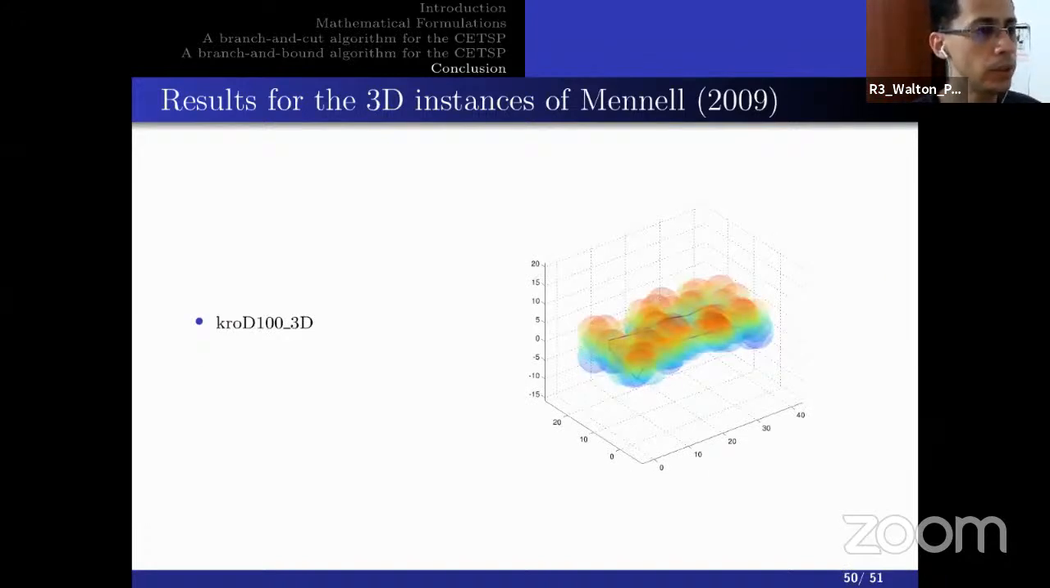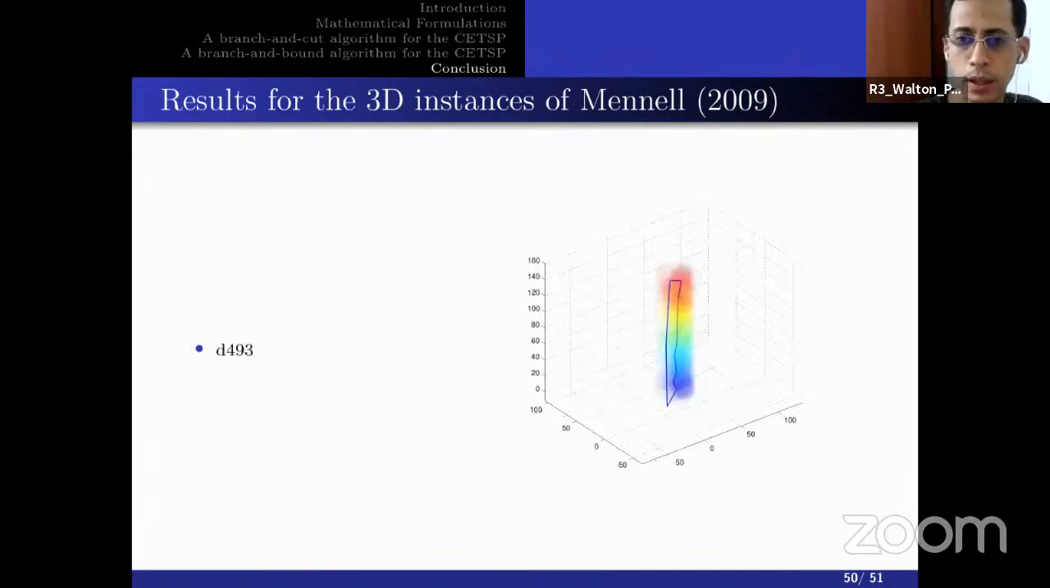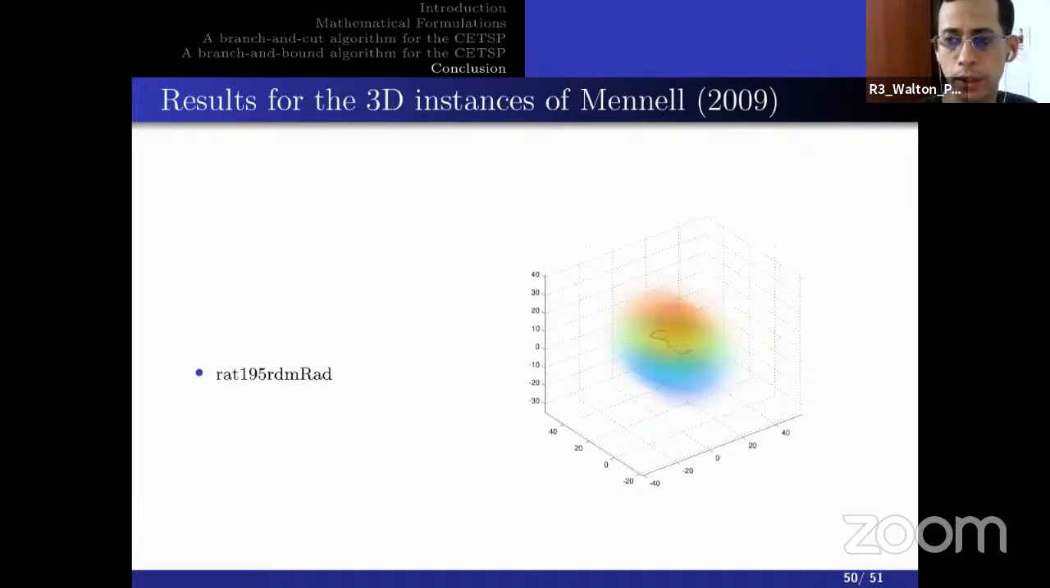We do not have circles anymore. We have now spheres. Then you have 100 spheres, 400, almost 500 spheres, and 1,000 spheres.